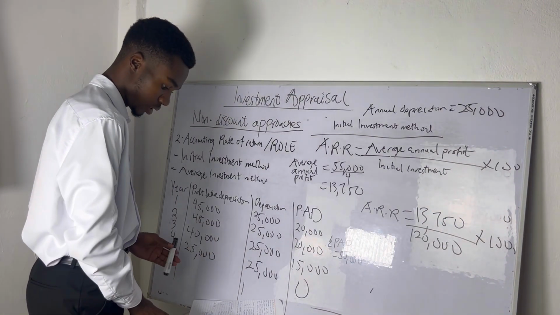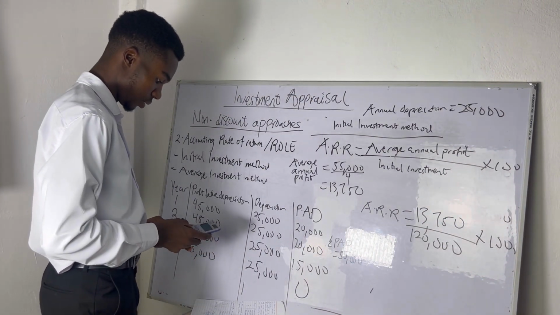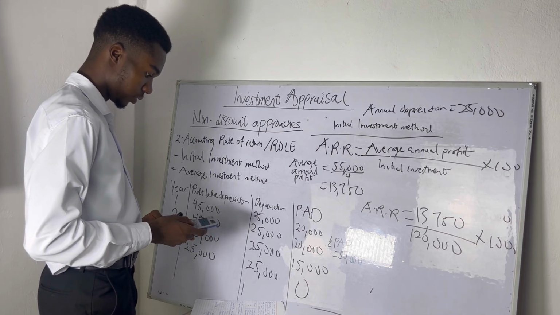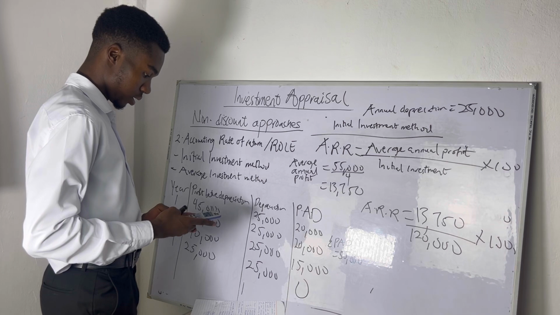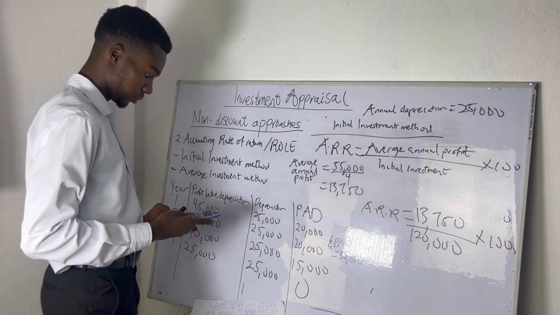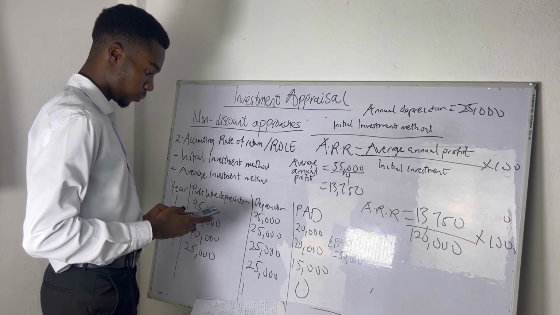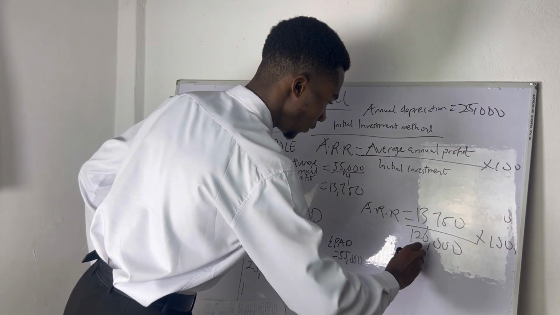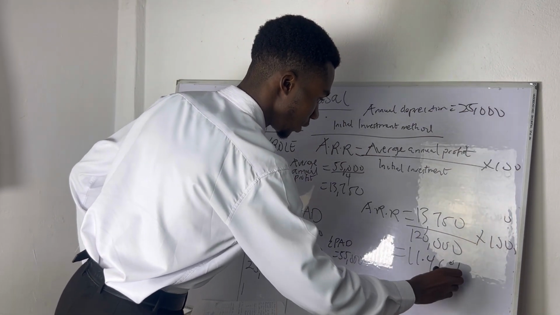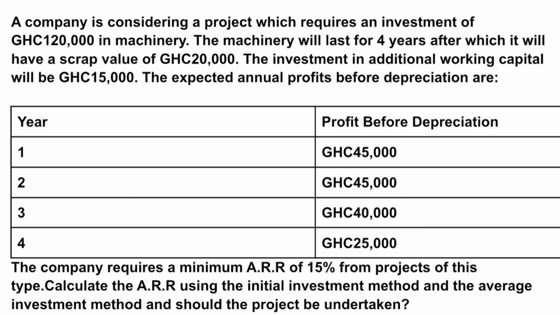And what do we get? Let's do this on the calculator and see what we get. So 13,750 over the 120,000 times 100. You are getting 11.46%. The question said, should this project be undertaken using both of the methods?